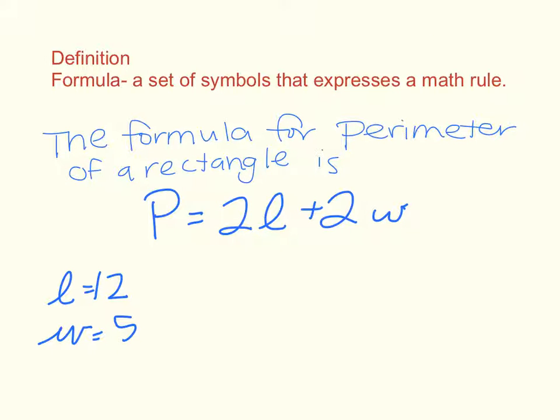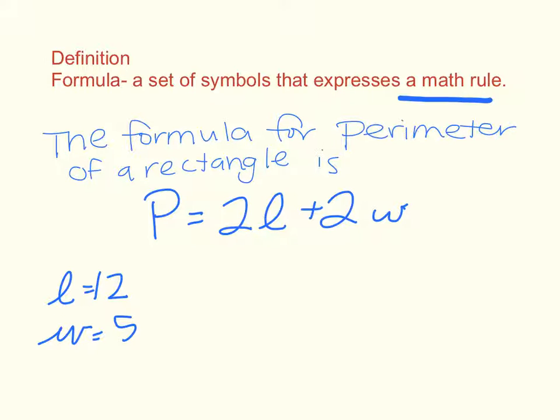Alright, just a couple more things in this lesson. You guys have heard of formulas before, but here's a definition that I want you to write on the right side of your notebook. A formula is a set of symbols that expresses a math rule. So, for example, we know that there's a rule to solve for perimeter, and that is called a formula. The formula to solve for perimeter of a rectangle is 2 times the length plus 2 times the width, or length plus width plus length plus width, adding up all of the sides. You guys have seen that before.